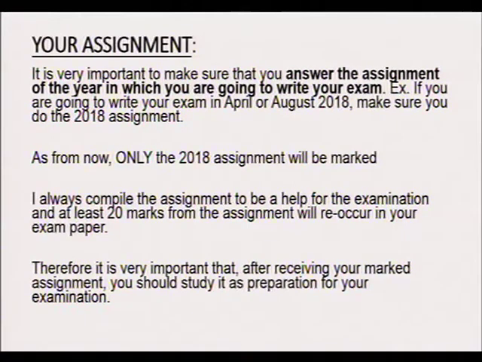Then, I always compile the assignment to be a help for the examination, and at least 20 marks from the assignment will reoccur in your exam paper. Therefore, it's very important after receiving your marked assignment that you should study it as preparation for your examination.